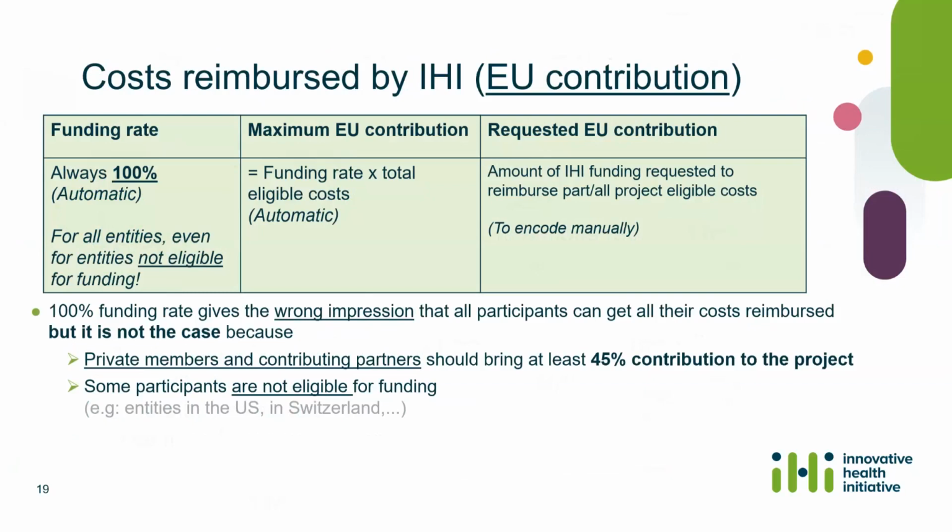And actually the 100% funding rate gives a bit the wrong impression that all the participants can get all their costs reimbursed, but it's actually not the case. Why? Because simply IHI projects have private members and contributing partners, and those ones should bring at least 45% of contribution to the project. So ultimately, they cannot request full reimbursement of their costs. Otherwise, they would not be contributing any ICOP to the project.